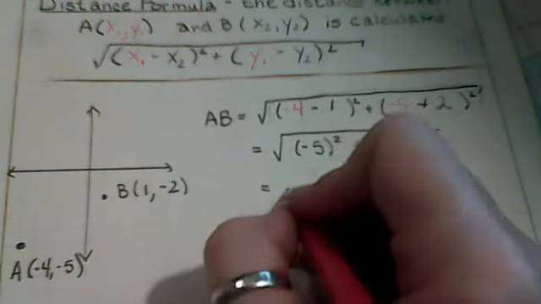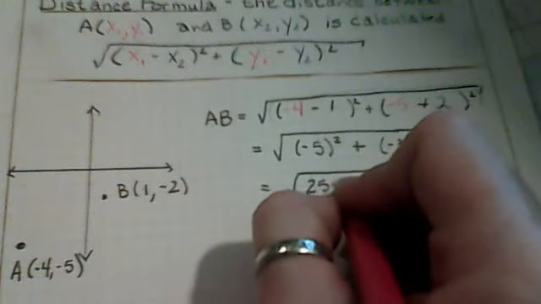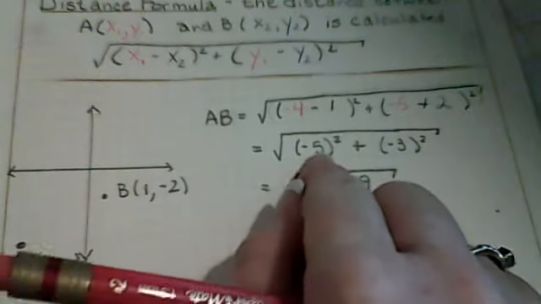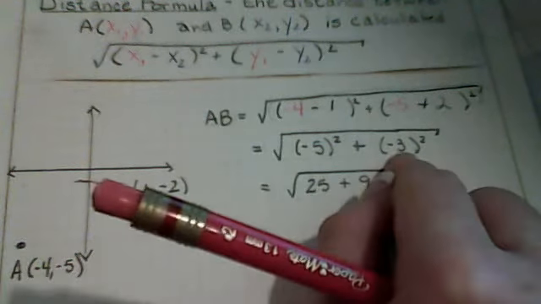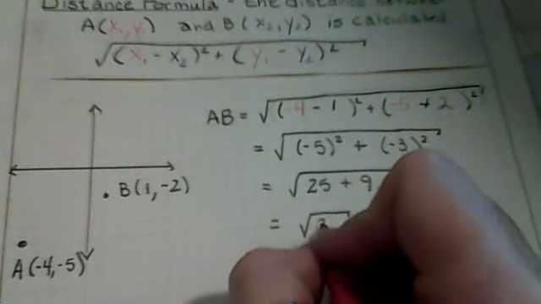The square root of this would then be 25 plus 9. And notice that when you take a negative times a negative, you're still getting a positive. A negative times a negative, you're getting a positive. So when I add this together, I'm taking the square root of 34.